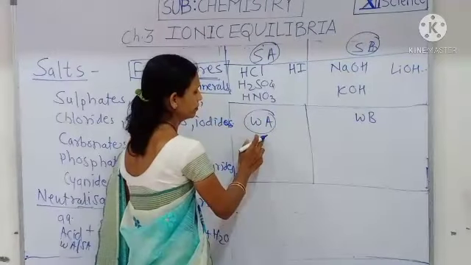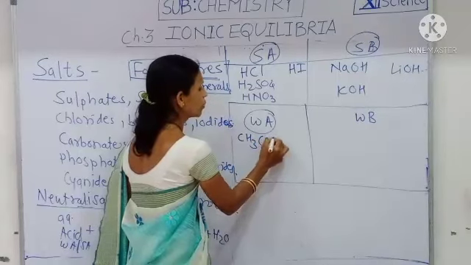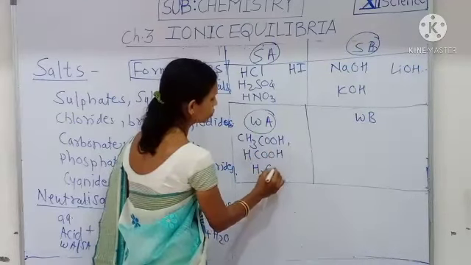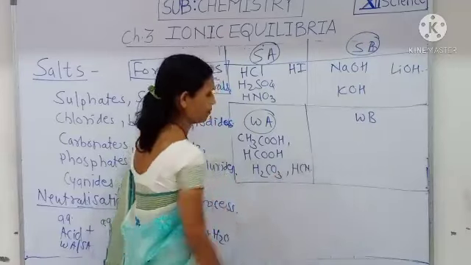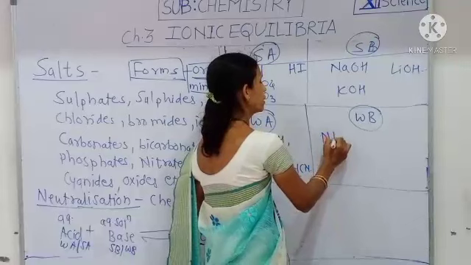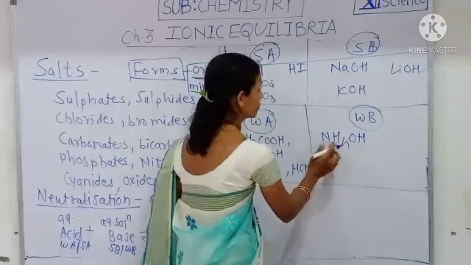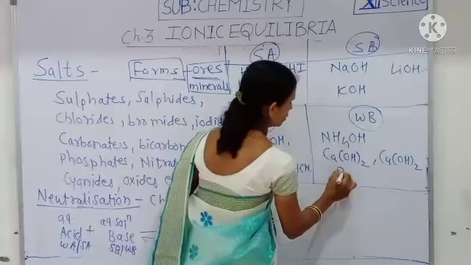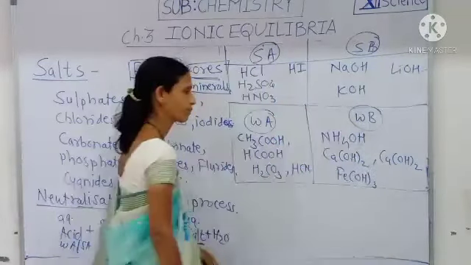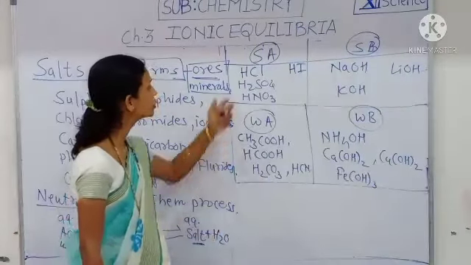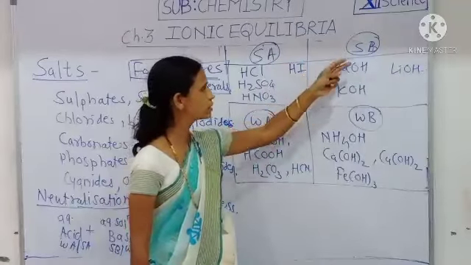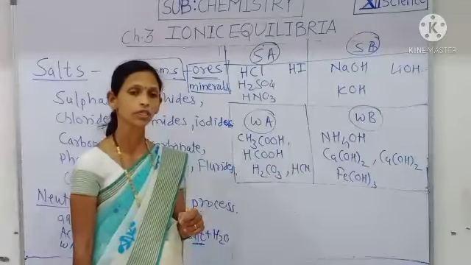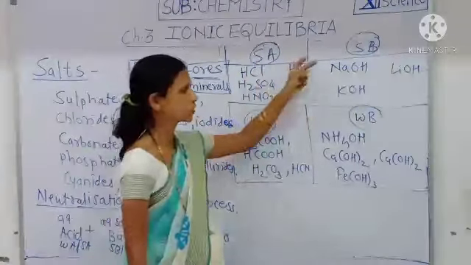Then weak acids, that is CH3COOH, carbonic acid H2CO3, formic acid HCOOH, etc. And weak bases, that is NH4OH, Ca(OH)2, Cu(OH)2, Fe(OH)3, etc. Then the type of salt is determined by the aqueous solutions of acid and base from which it is obtained.